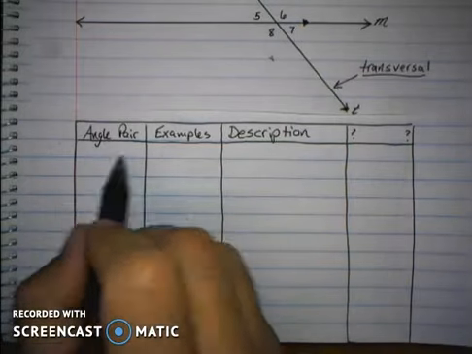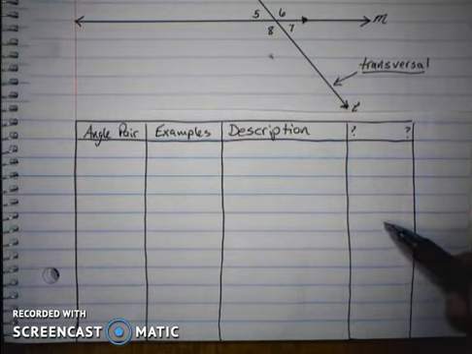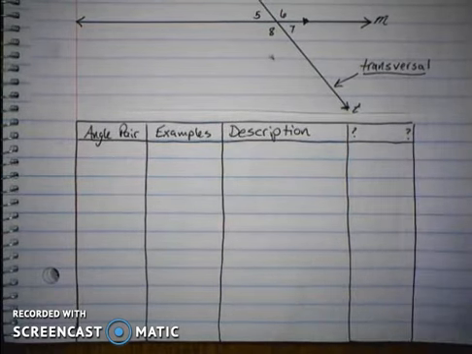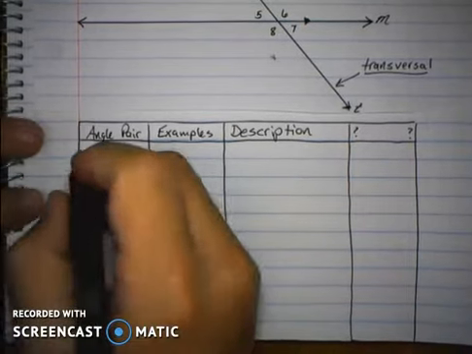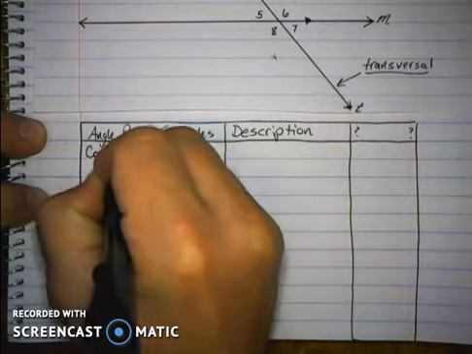All right, we're going to label each column like this. This last column is going to be our mystery column, and I'll fill that in for you when we get into class. We're going to try and discover some things about these different angle pairs that we're going to notice. So the first angle pair that we're going to look at are called corresponding angles.